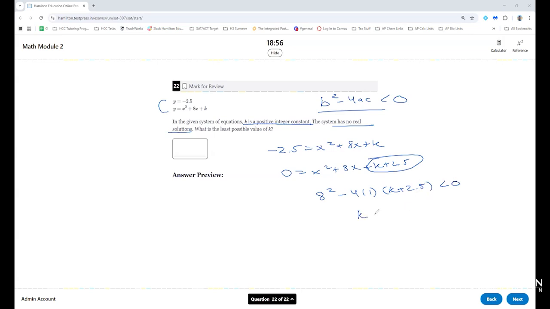All right, from here we can solve it and we get k plus 2.5 is greater than 16. And then when we subtract the 2.5, we get k is greater than 13.5. Again, you might type in 13.6, but it said it had to be an integer. So that's why the answer was 14. And we wanted the smallest integer. That's why it couldn't be 15, 16, 17, or even 100.